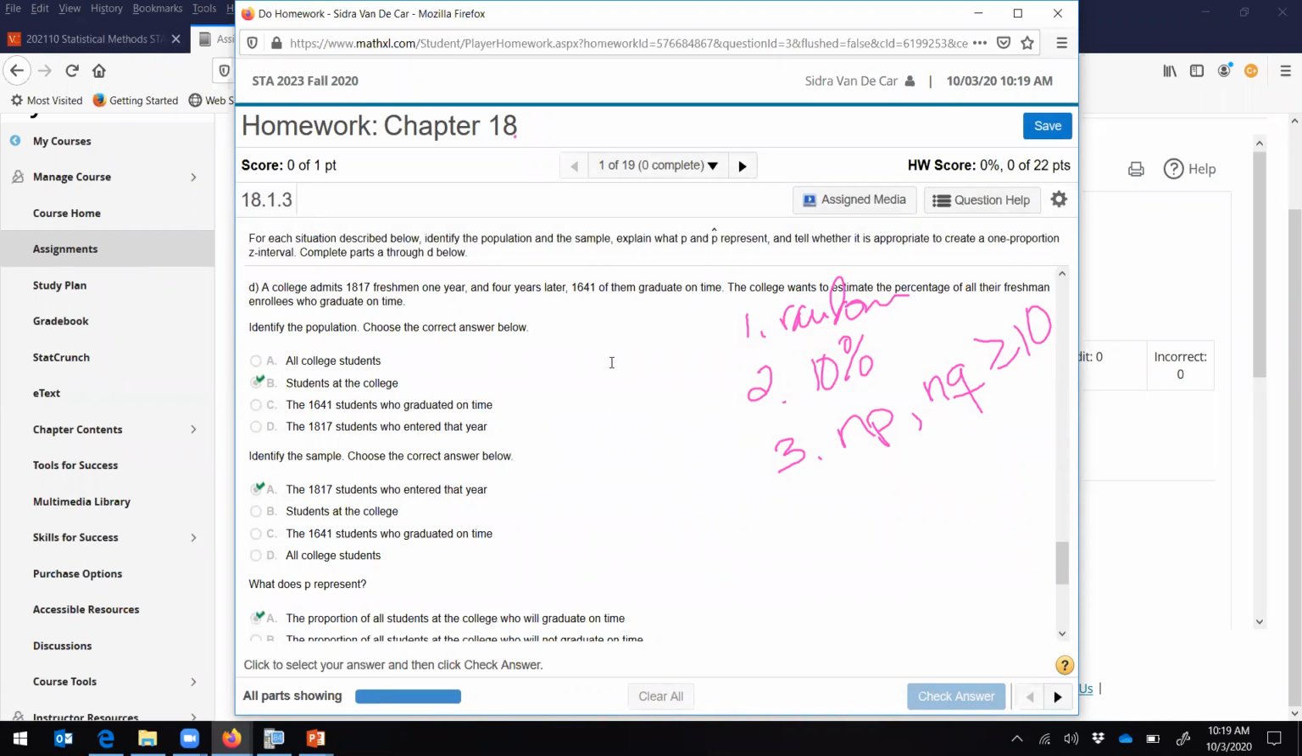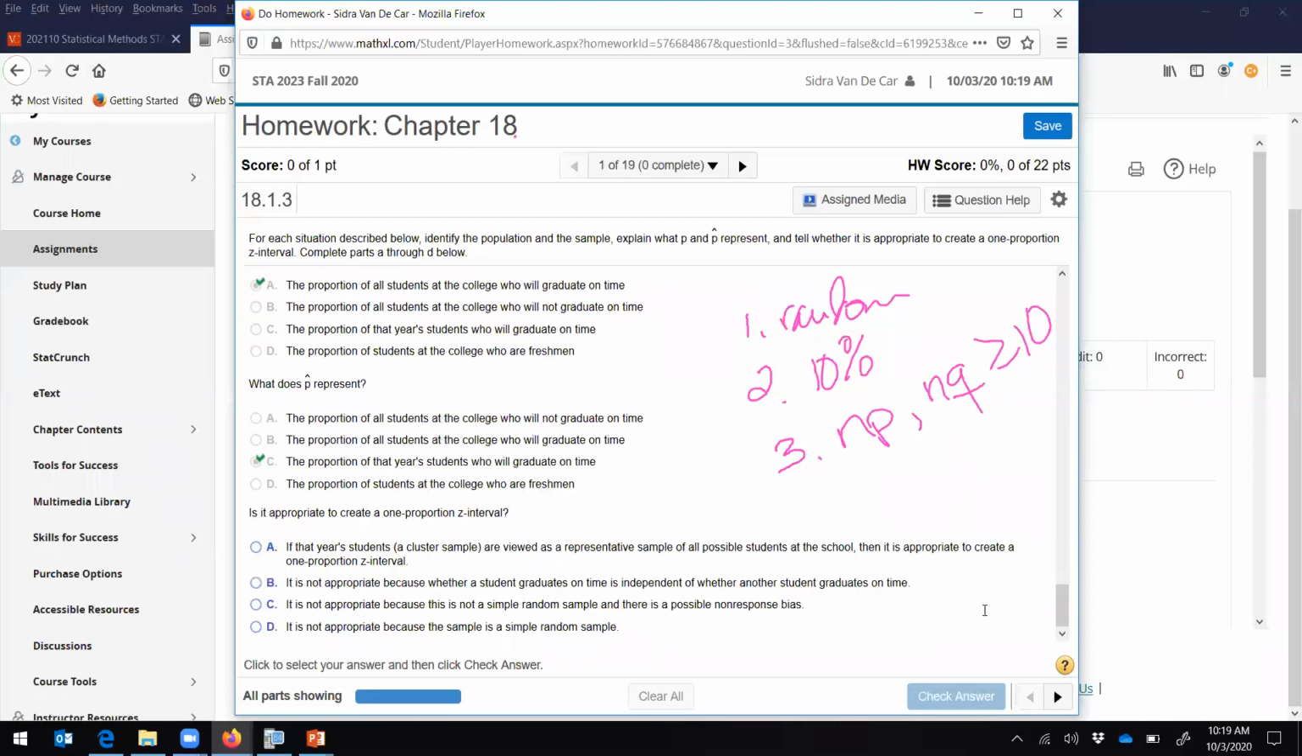Now the 10%, certainly the 1817 is less than 10% of all people at the college. And the number of successes, this is greater than 10. The number of failures, this number minus that is greater than 10. So they're both greater than 10. We're good there. Notice how I checked this without knowing the actual P and Q. I just looked at what the survey gave me back. Okay. But I'm still concerned about that randomization. So I'm just going to say it is not appropriate because the sample is not a simple random sample.